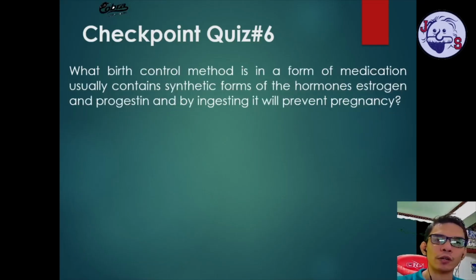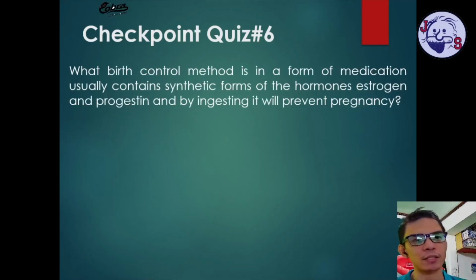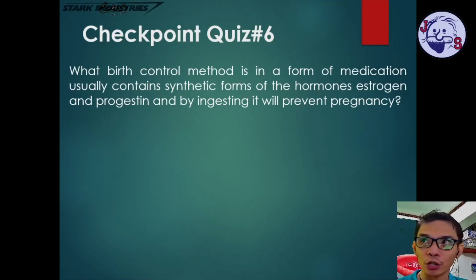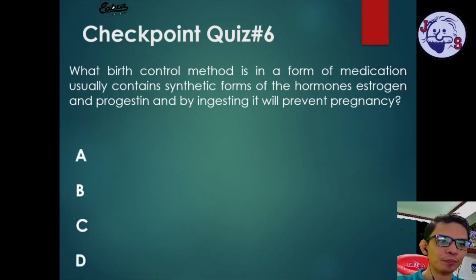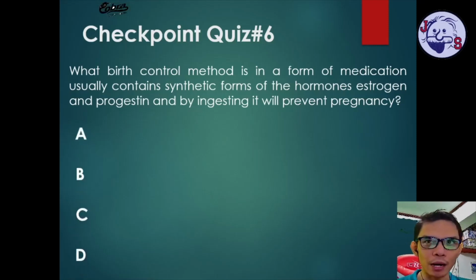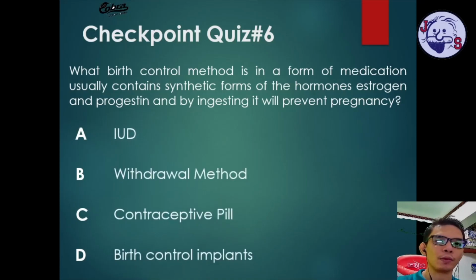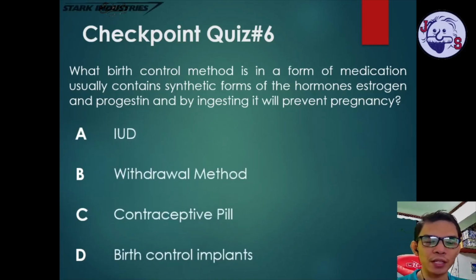Next, checkpoint quiz number 6. What birth control method is in the form of medication, usually contains synthetic forms of the hormones estrogen and progestin, is taken by ingesting it, and prevents pregnancy? Let's have the choices. You can pause this video if you want to think about the answer.